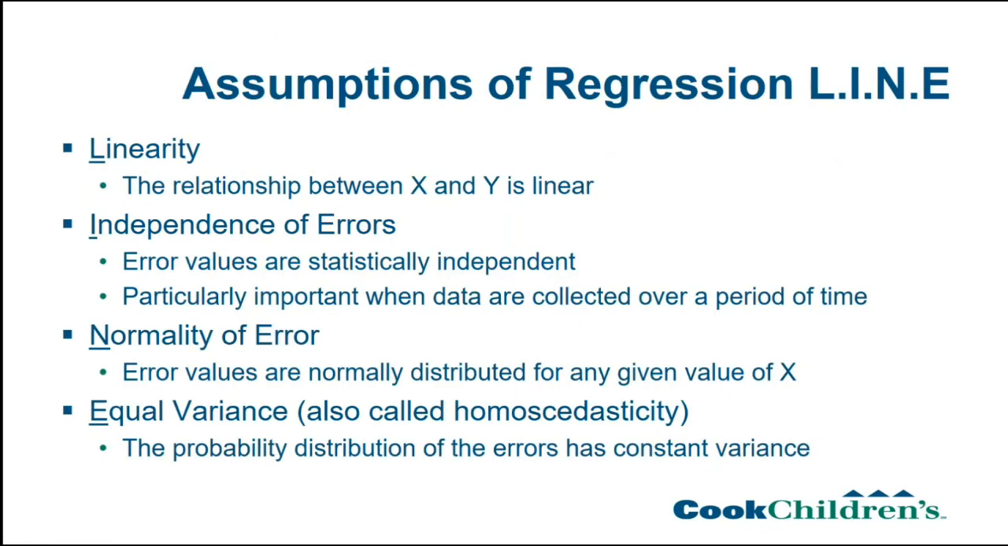But some assumptions of regression, here's the acronym line. It's going to be linear, obviously. Linearity: the relationship between x and y is linear. Independence of errors: the error values are statistically independent, particularly important when data is collected over a period of time. And the normality of error: error values are normally distributed for any given value of x. And equal variance: the probability distribution of the errors has constant variance. So all these are assumed while you're doing a linear regression model.